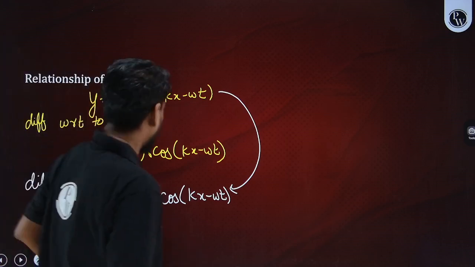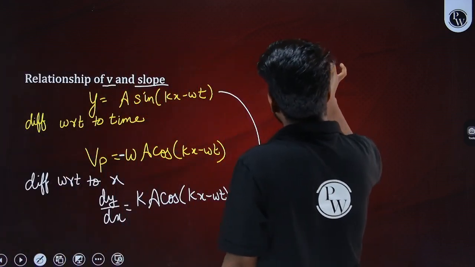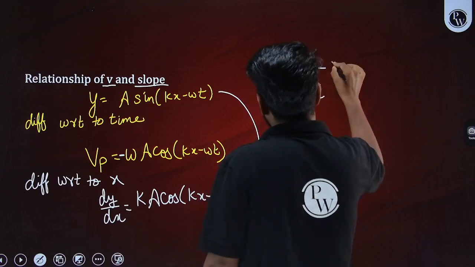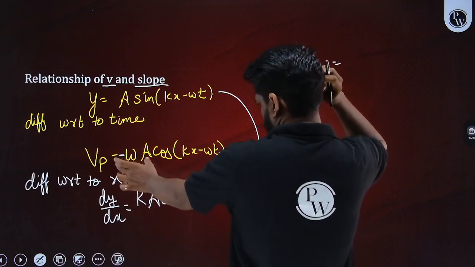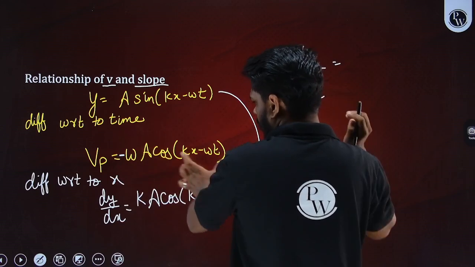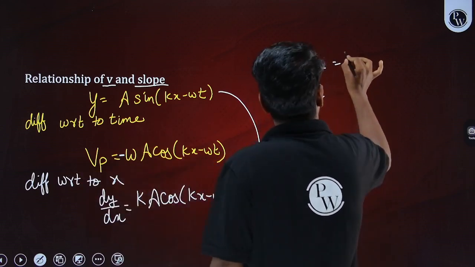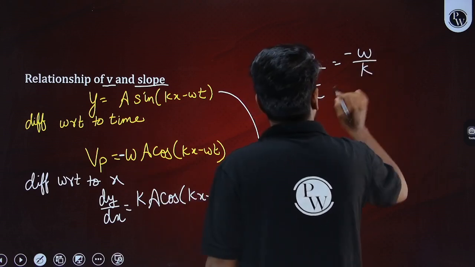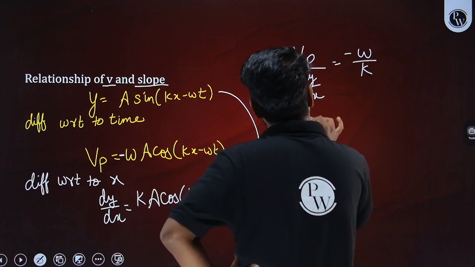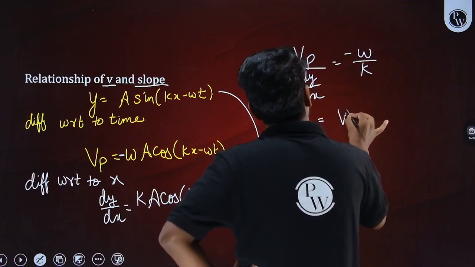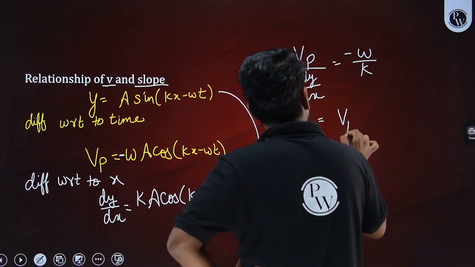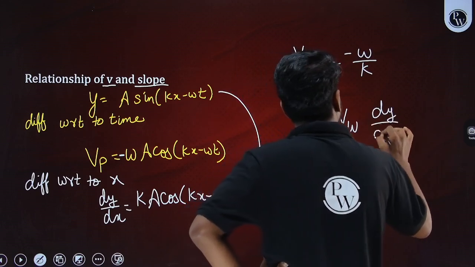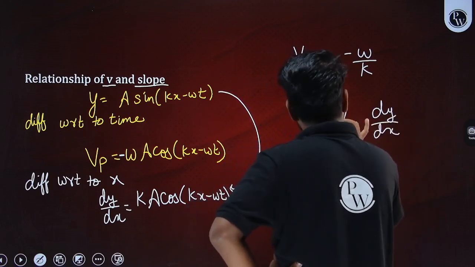If I divide them both, velocity of particle divided by dy by dx is equal to this term divided by this term. cos and cos cancel, minus omega a cancel, divided by k. What is omega by k? Omega by k is nothing but velocity of wave. So velocity of particle is equal to velocity of wave into dy by dx, obviously with a negative sign.